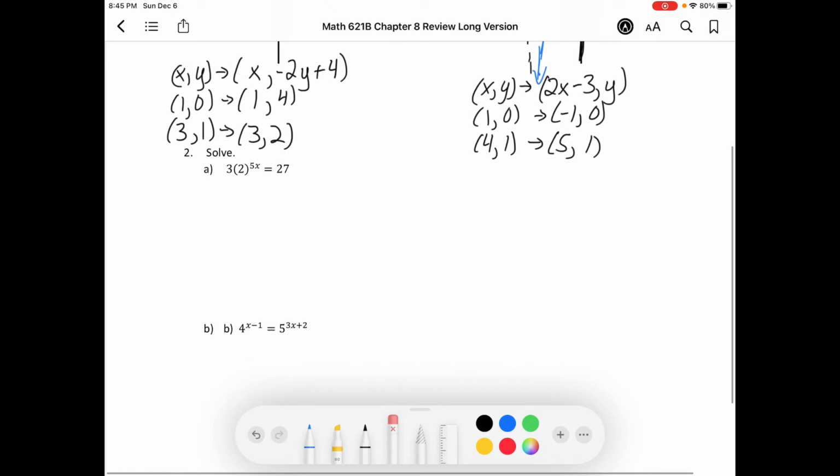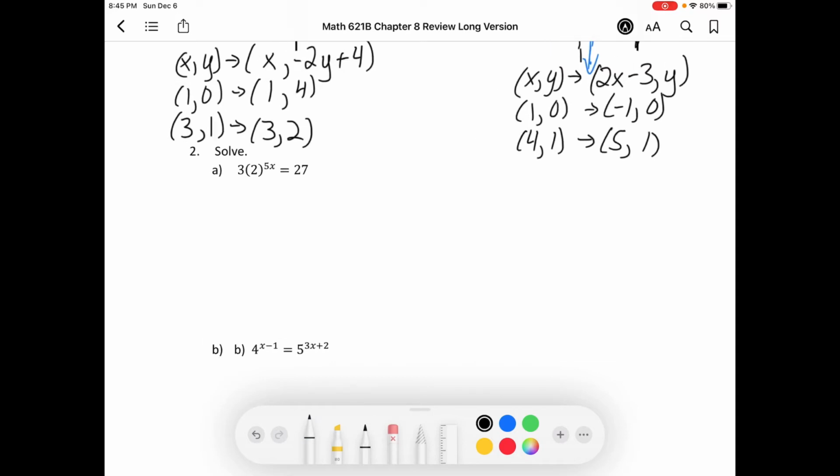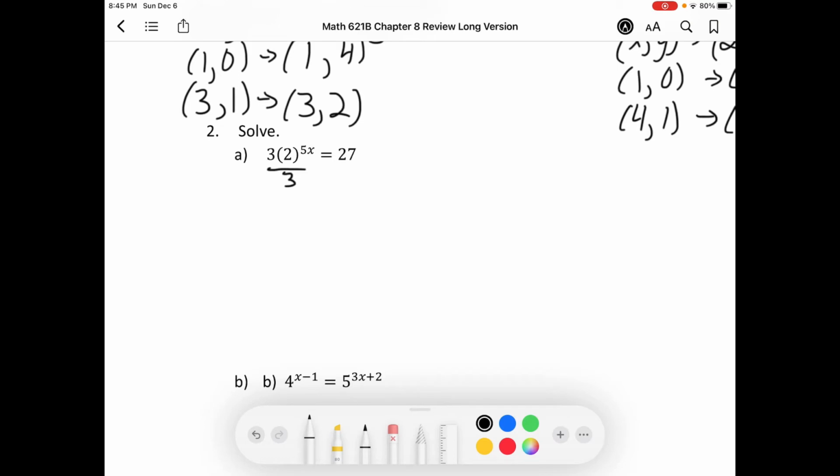Okay, now we're on to solving some equations. So we are going to try and isolate our exponential term to begin with. So I'm going to divide both sides by 3 here. So I have 2 to the 5x equals 9. Obviously, I can't find a common base here. All that I can do is take the log of both sides, though that's not the only technique we could use. So I'm just going to write log in front of both sides, because that's fair. As long as you do the same thing to each side, then it's still balanced.